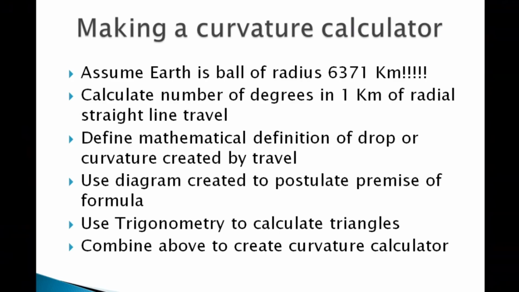I want to define a mathematical definition of what drop is, which is what I was alluding to earlier, or curvature, which is created by the travel on this ball's circumference. And then hopefully we'll use the diagrams that we can draw with logic to postulate a premise of a formula, and use some trig a bit later on, which is really the only complicated bit of the thing. It's mostly logic, this. And then we'll combine all the assumptions we're going to make and the statements we're going to derive, and that'll put the curvature calculator together.